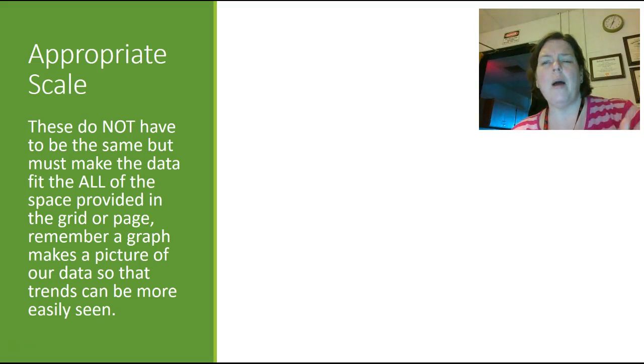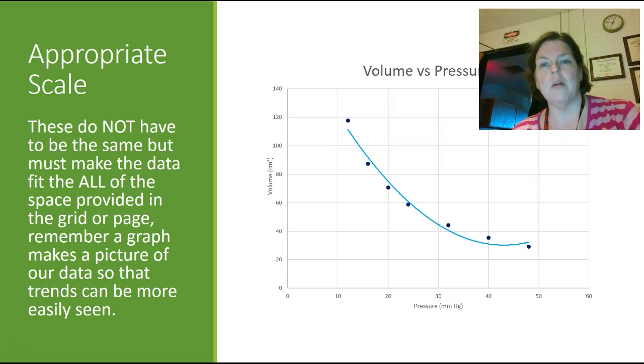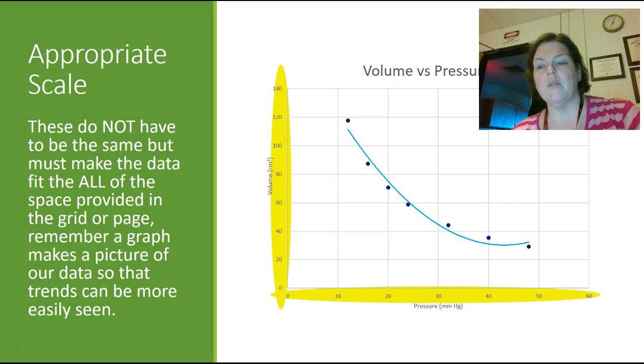In fact, you probably don't want them to be the same unless their number ranges are the same. If their number ranges aren't the same, then they definitely cannot be the same. So if we look at this one, these number ranges are not the same. Here I have numbers from 0 to 140. Here I have numbers from 0 to 60. Those number ranges aren't the same.